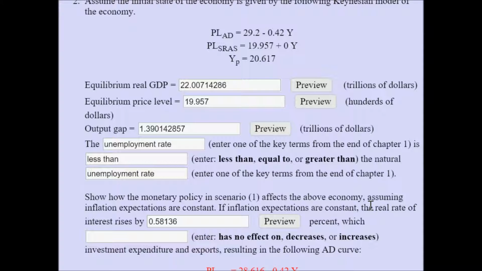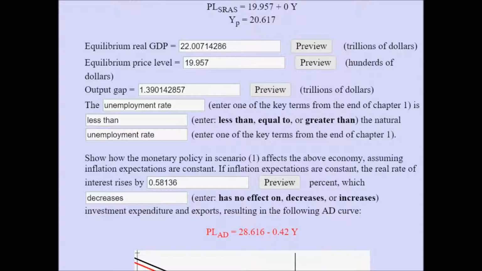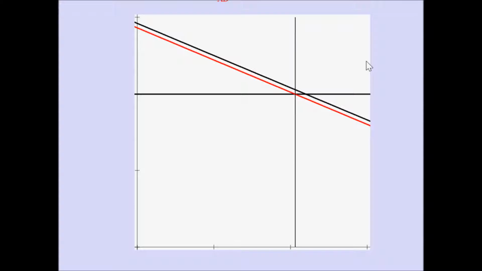How does this affect aggregate demand? Higher interest rates are going to decrease investment expenditures and exports, resulting in a new aggregate demand curve. Now notice aggregate demand's intercept is 29.2 initially, but 28.6 after interest rates rose. That represents this drop from 29.2 to 28.616 in aggregate demand's intercept. So the red equation corresponds to the final aggregate demand line.